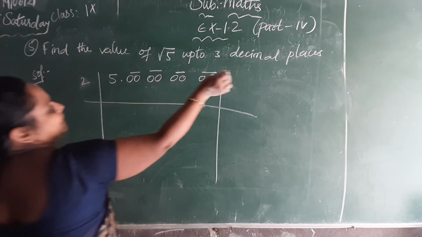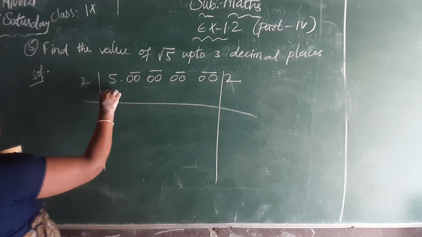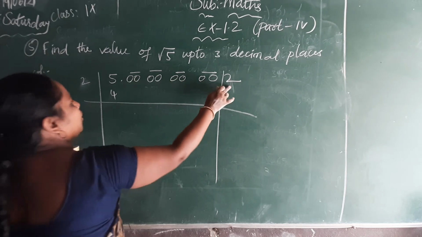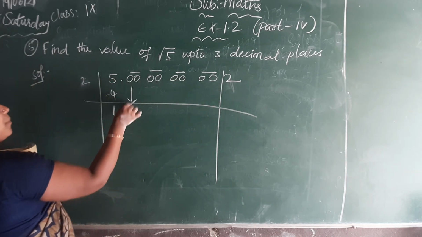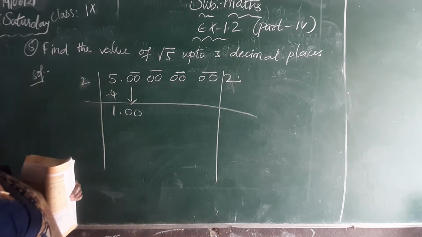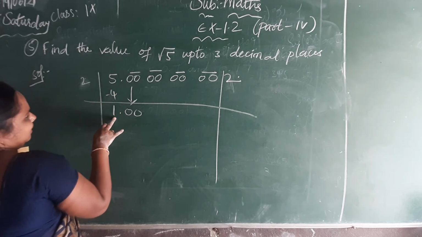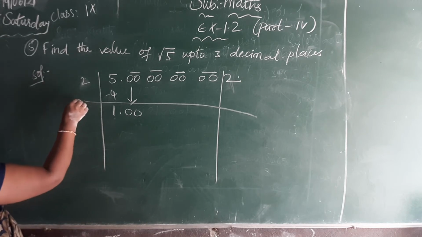If I place 2 here, 2 here also. 2 twos are how much? 4. So nearest we got it. 5 minus 4 is 1. Dropping 2 zeros, so point over 2 point. It became 100. Next we have to check here.